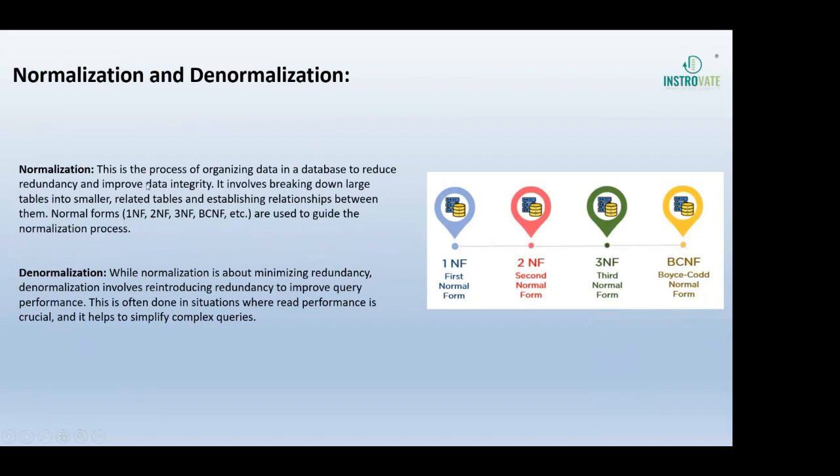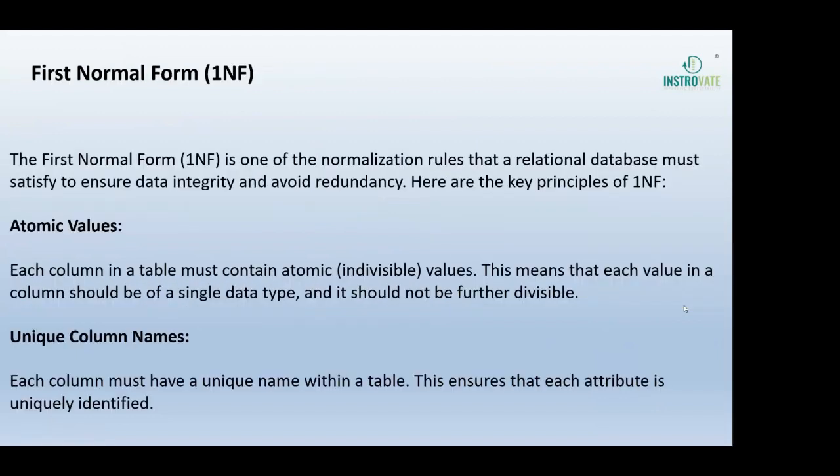kind of normalization. From the example you can see first normal form, second normal form, third normal form, and BCNF, that is Boyce-Codd normal form. Okay, we will see one by one from the example. So this is the first normal form.